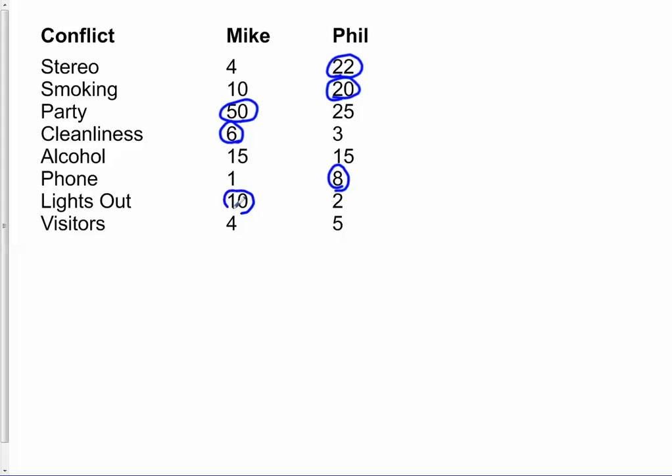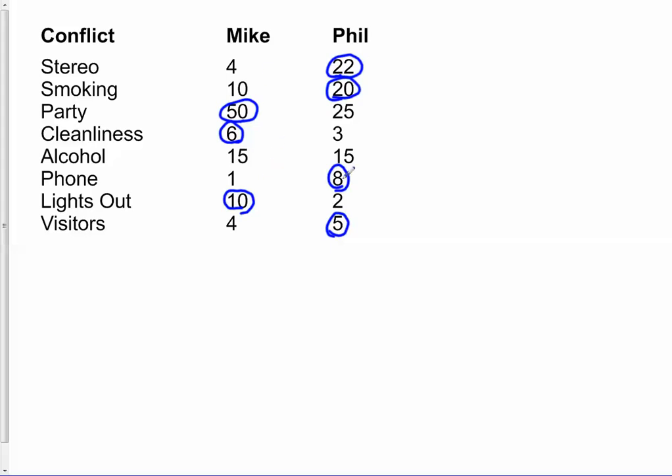I'm skipping the tie for a second. Okay, so for the tie, it doesn't matter in the initial round when you're just divvying them up. It doesn't matter who gets the object or the issue in a tie. It'll be worked out in the rest of the procedure.